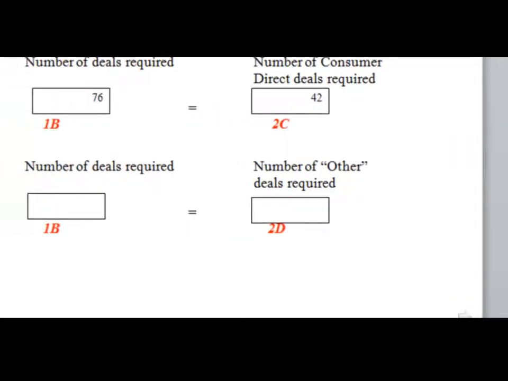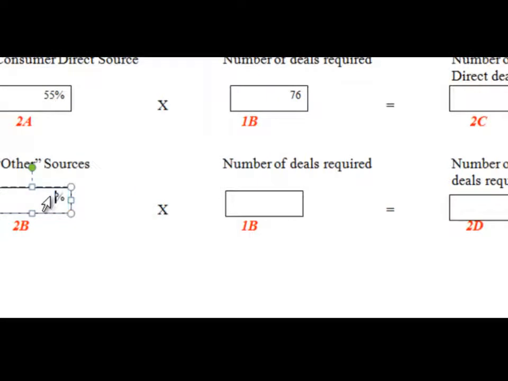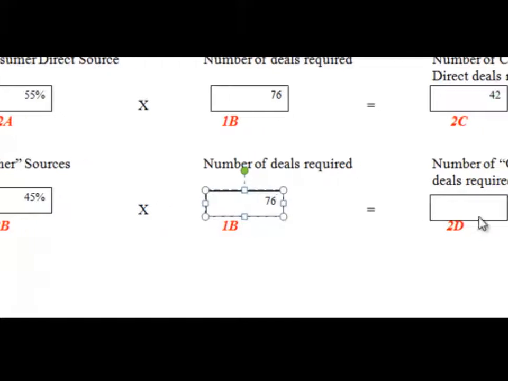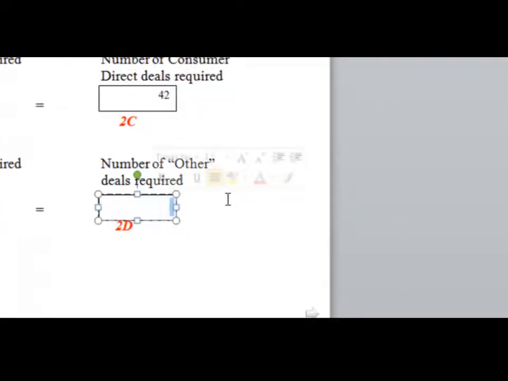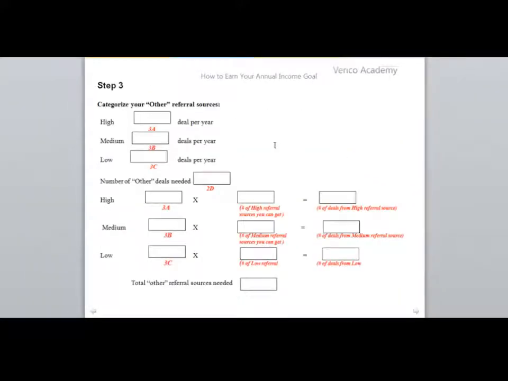So we'll do the same thing down here, only using the other referral sources. 45%, 76 is the number of deals required again, and that multiplies out to being 34. Now we're going to talk a little bit about your referral sources.